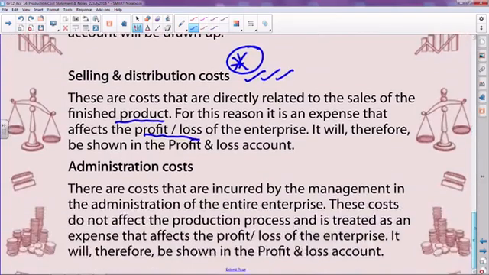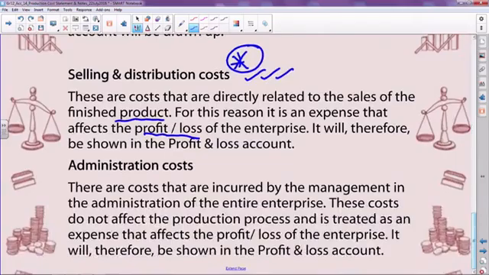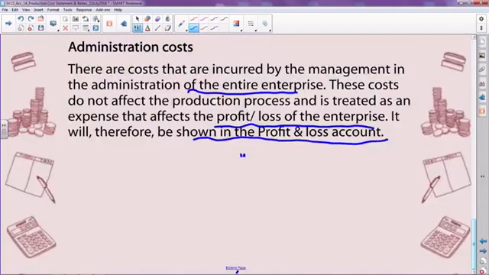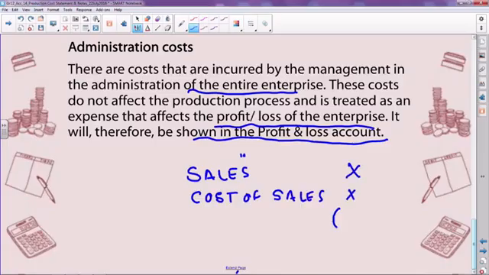By the same token, if you look at your administration cost, what are these? These costs are incurred by the management of the administration of the entire enterprise. These costs do not affect the production process, and it is treated as an expense that will affect the profit and loss of the enterprise. Once again, it will appear in your profit and loss account. So therefore, if we have to summarize the income statement of a manufacturing concern, what will we say? Sales, okay, let's do this here. You have your sales, right? Minus your cost of sales. And definitely that will give you your gross profit.